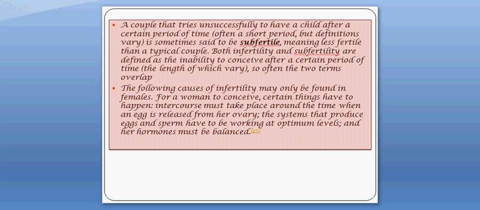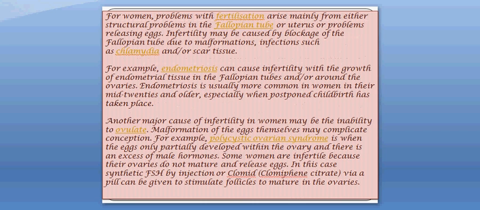The following causes of infertility may only be found in females. For a woman to conceive, certain things have to happen. Intercourse must take place around the time when an egg is released from her ovary. The systems that produce eggs and sperm have to be working at optimum levels, and her hormones must be balanced. For women, problems with fertilization arise mainly from either structural problems in the fallopian tube or uterus or problems releasing eggs.